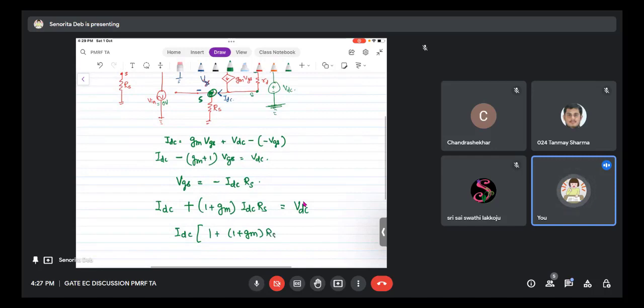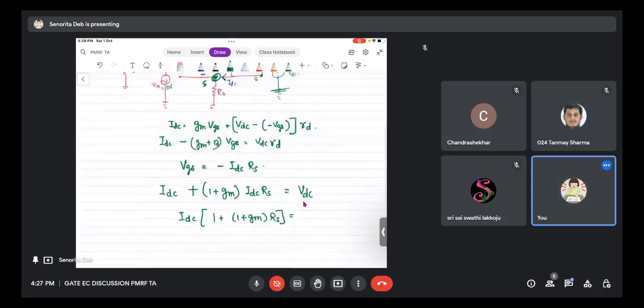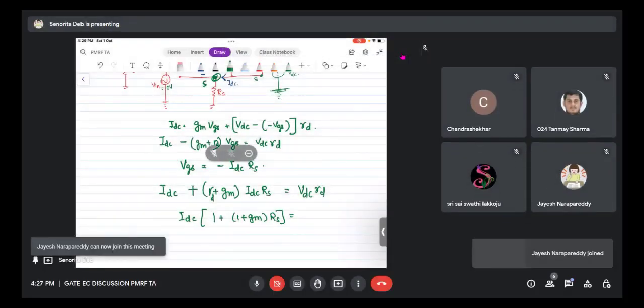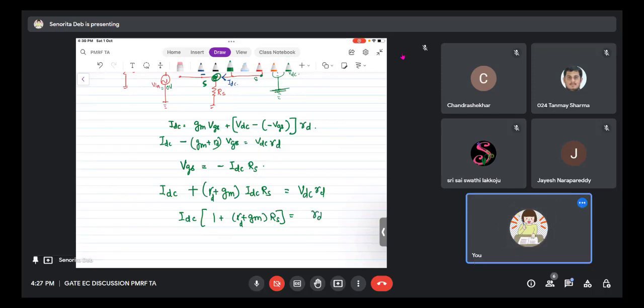I think I have missed something. Oh, there will be RD here. Oh, no one is saying anything also. There will be RD here, so this will be GM RD, and this will be RD. This is RD, and this is RD.